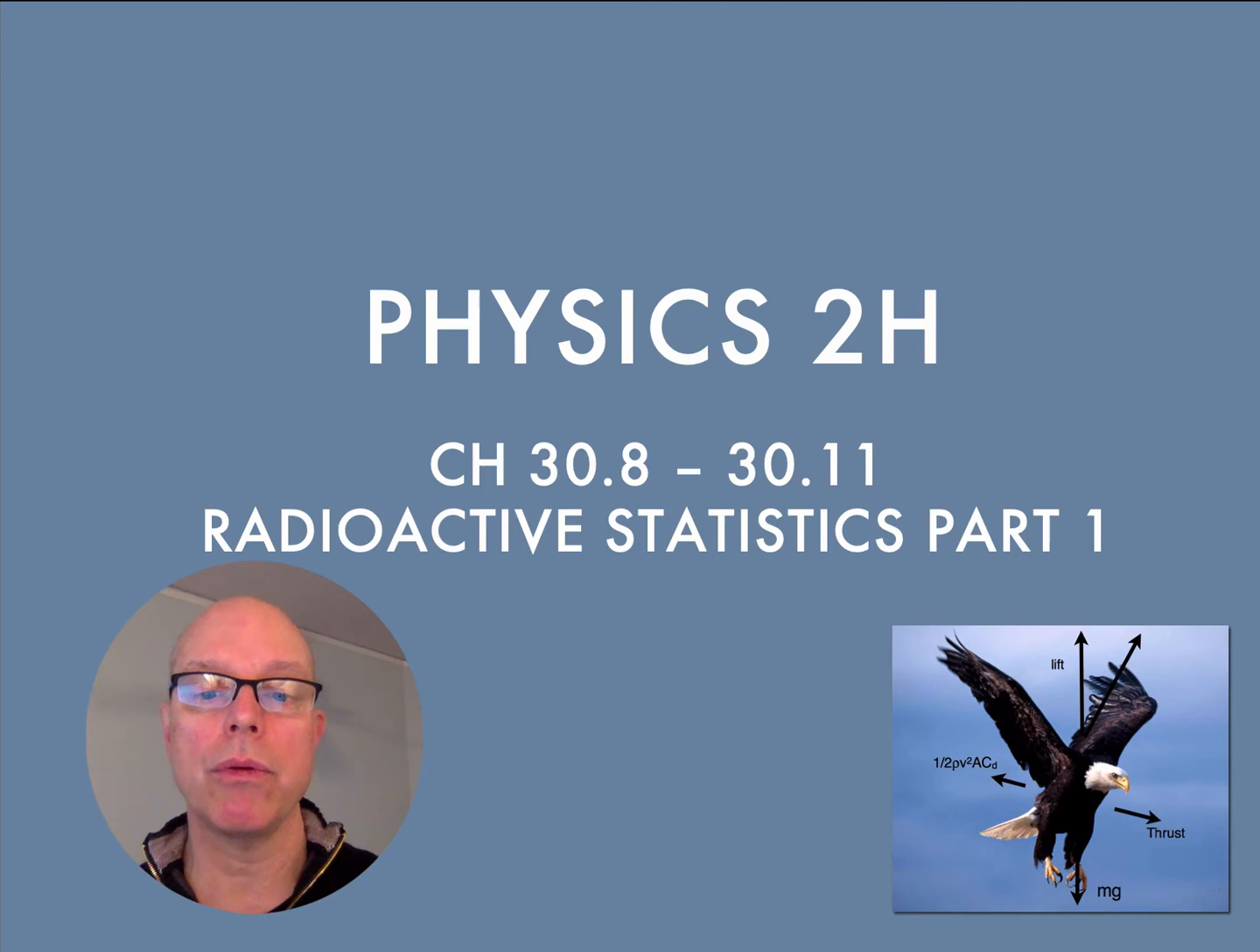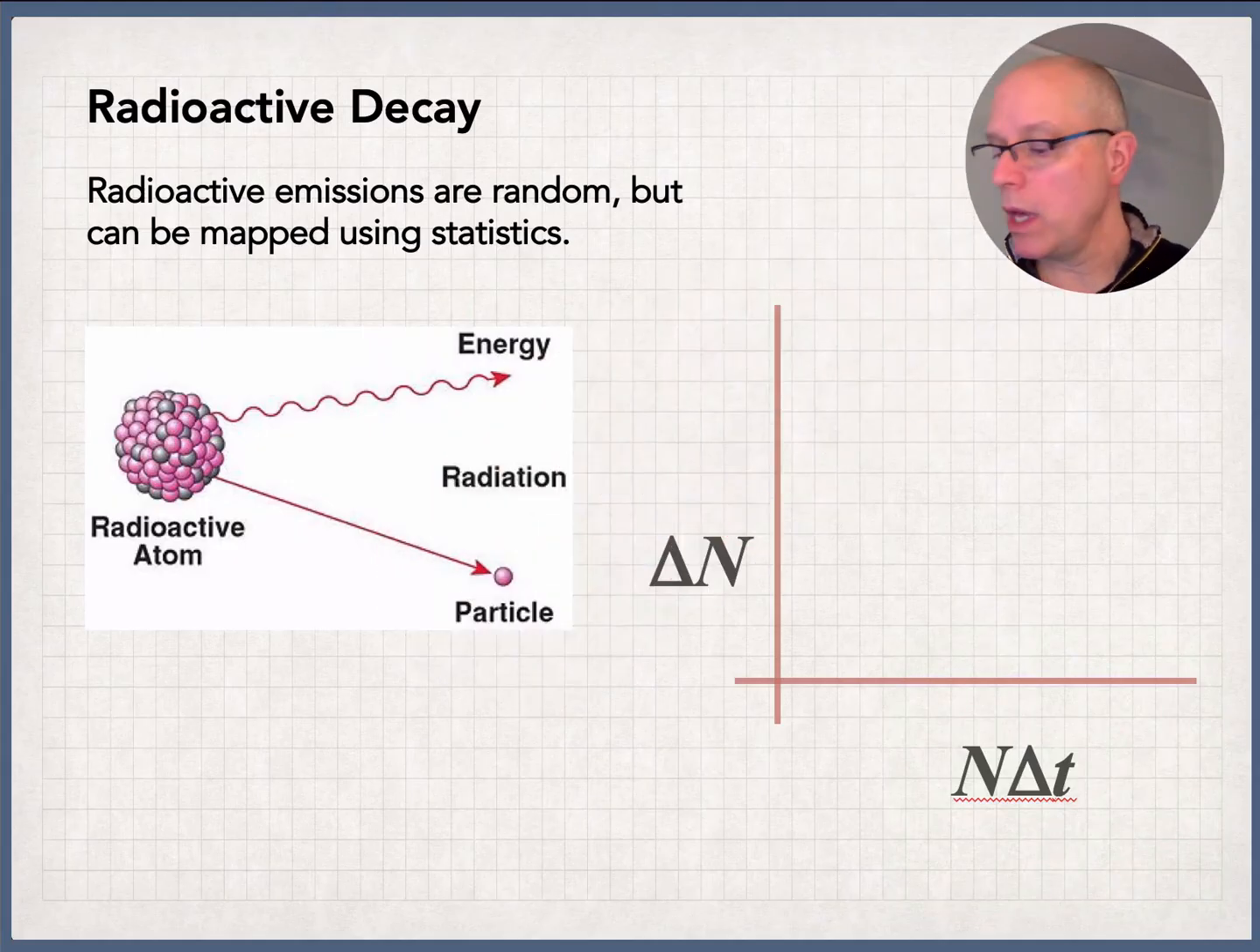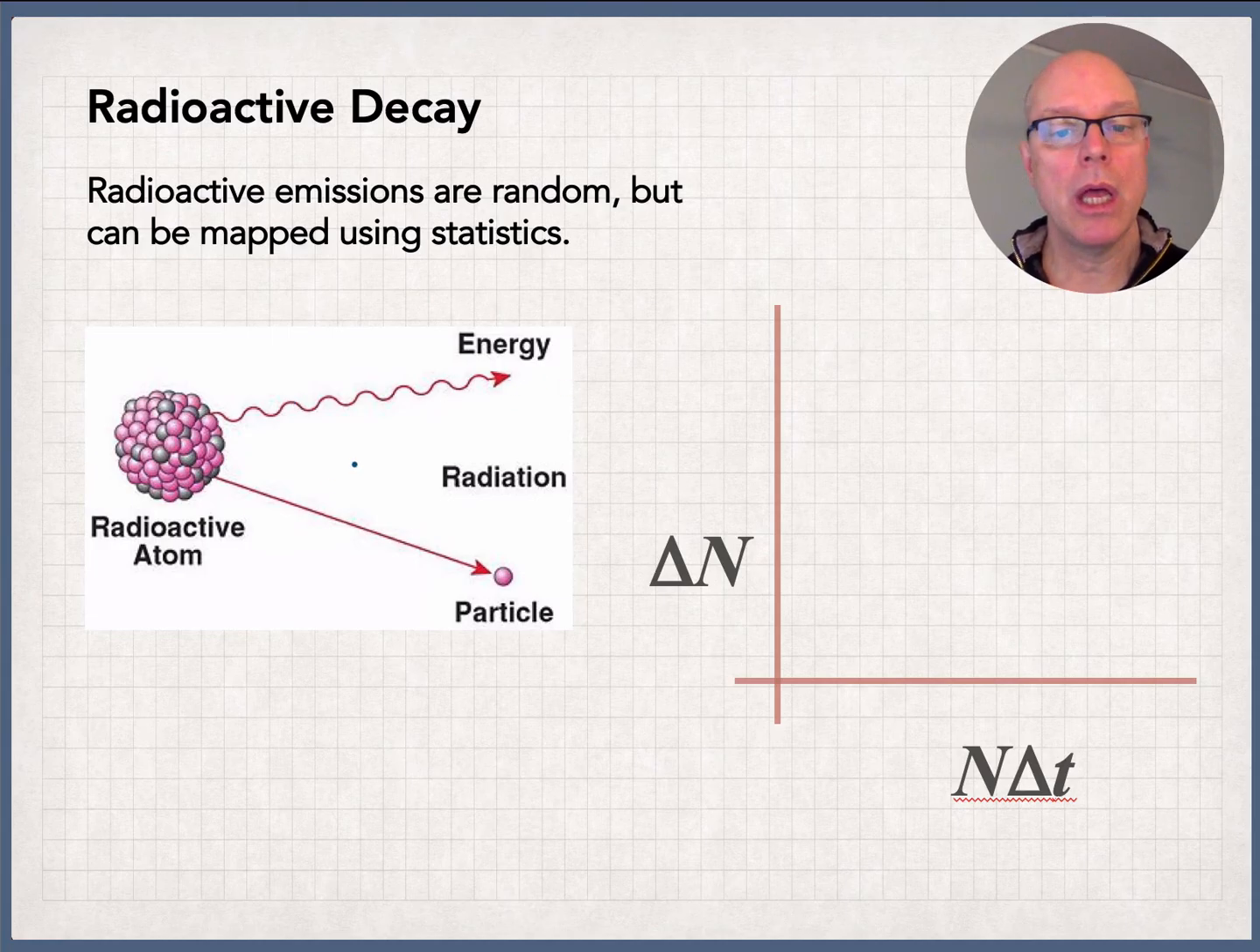And what I want to do is walk you through in this deck the first part of how we study radioactive statistics and use those to look at radioactive decay. So to begin with, I've got a sample example of a radioactive nucleus, and it's going to spit out, or not spit out, a radiation anytime it feels like it. It could spit out a gamma ray, that would be electromagnetic energy. It could spit out an alpha or a beta particle.